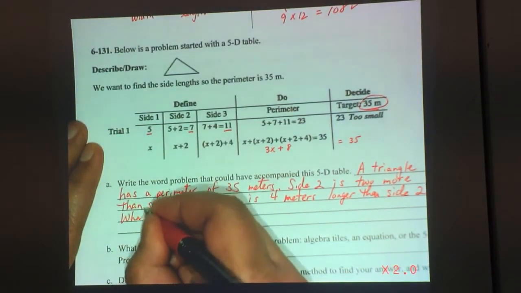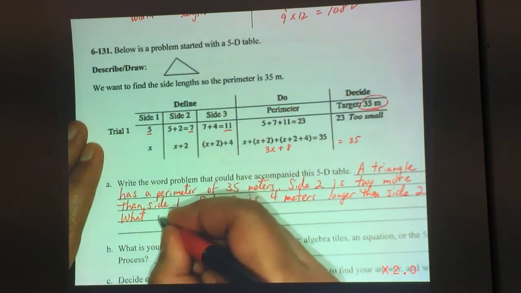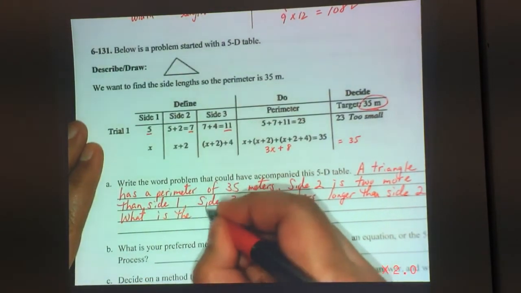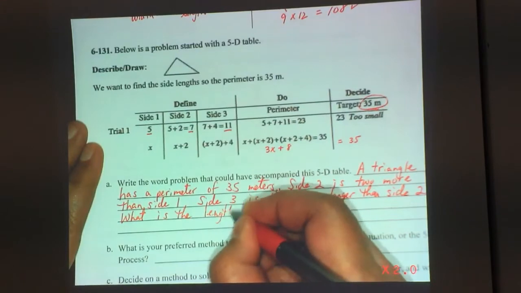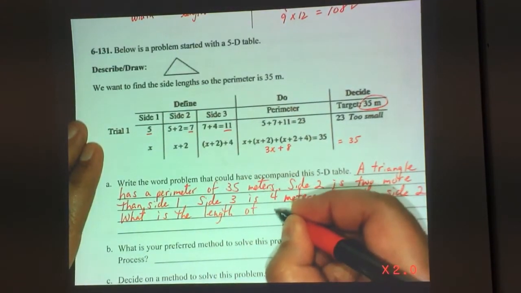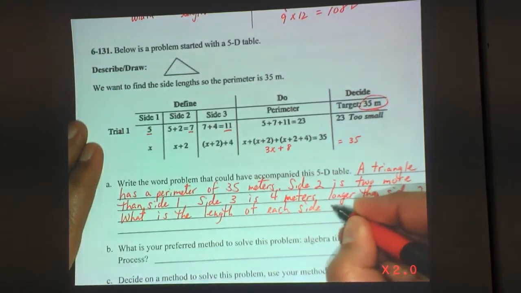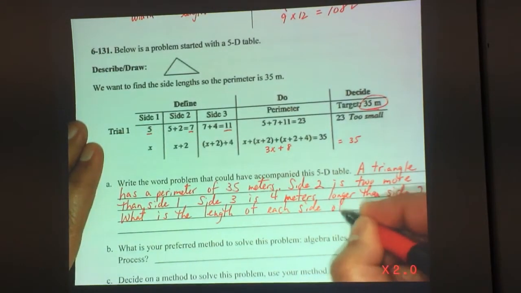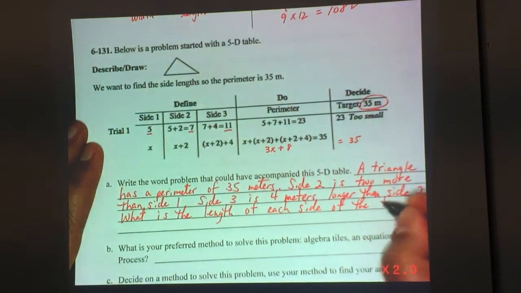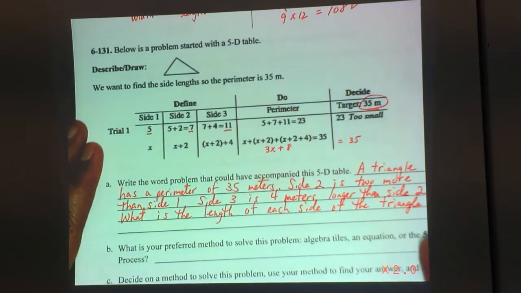What is the length of each side of the triangle? Question mark. That's a question mark.